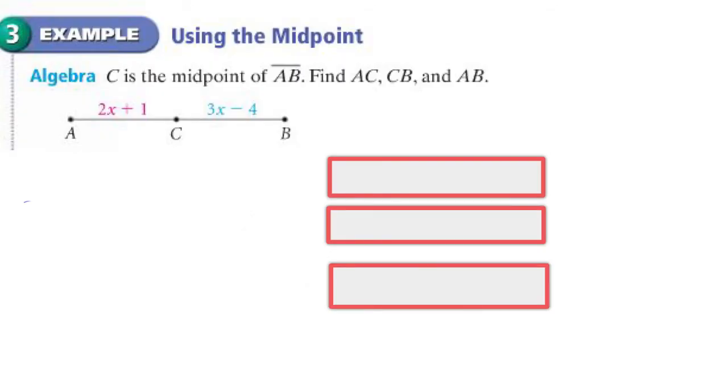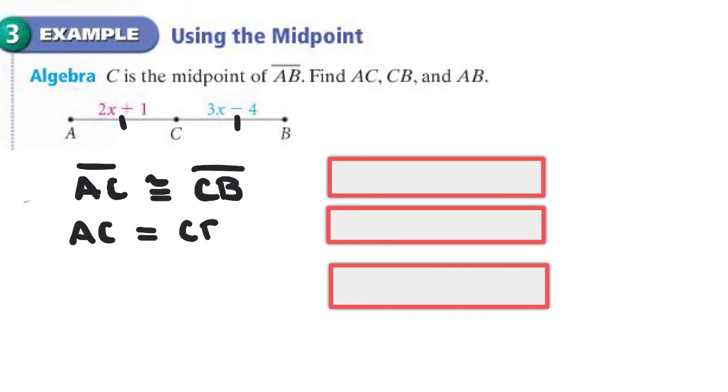For this example, it says C is the midpoint of AB, find AC, CB, and AB. Now, based on the fact that it's the midpoint, we can conclude that C splits us into two congruent parts. So AC is congruent to CB, which allows us to say that AC should equal CB. So if I substitute, the value of AC is 2x plus 1. So I could say 2x plus 1 should equal the value of CB, which is 3x minus 4.